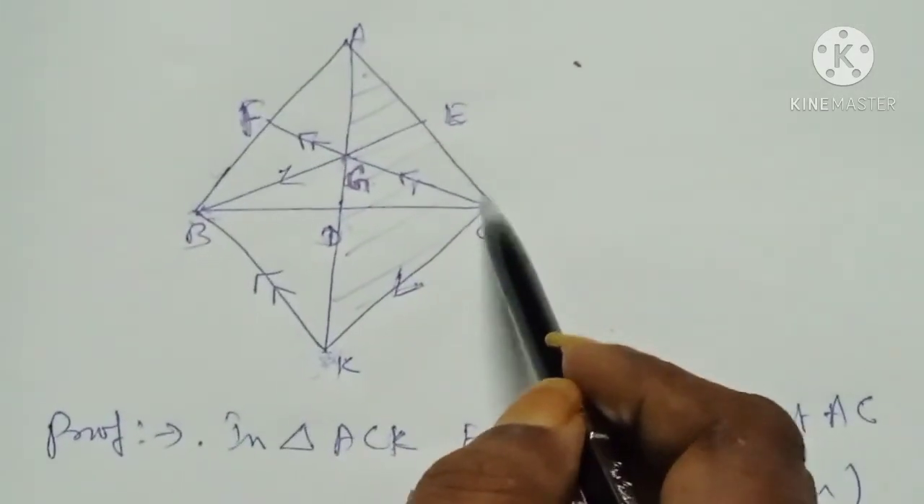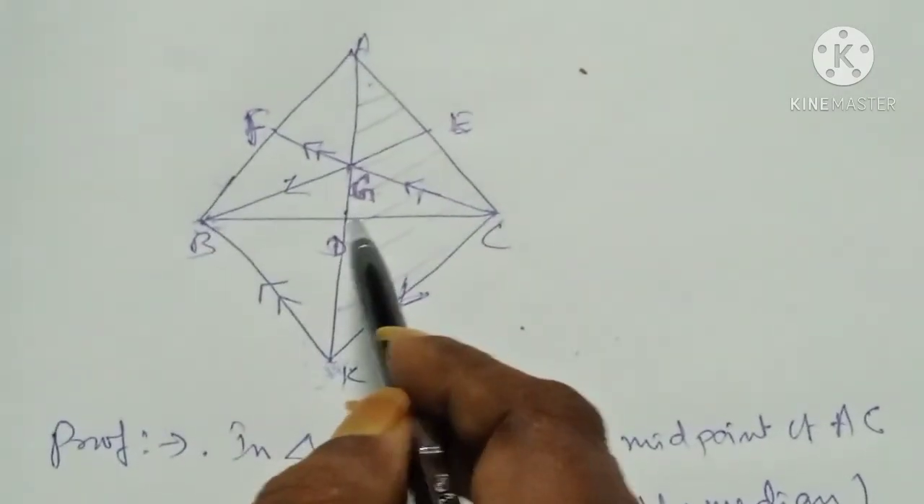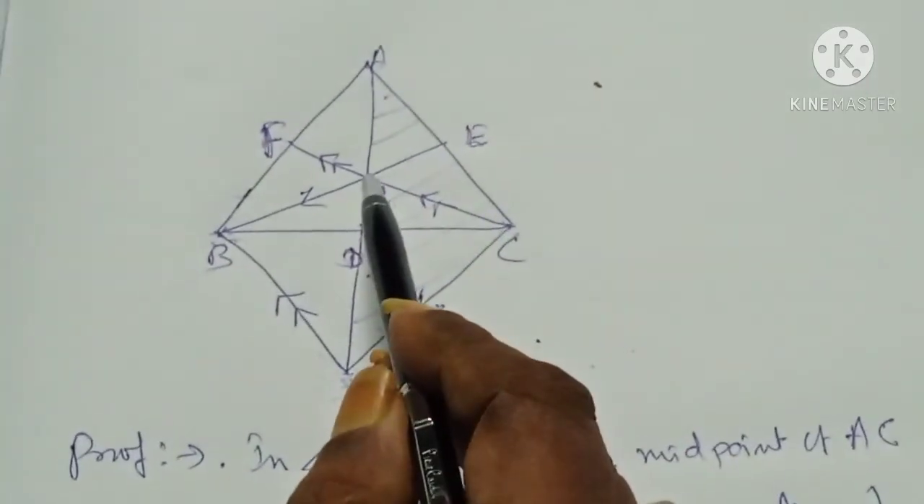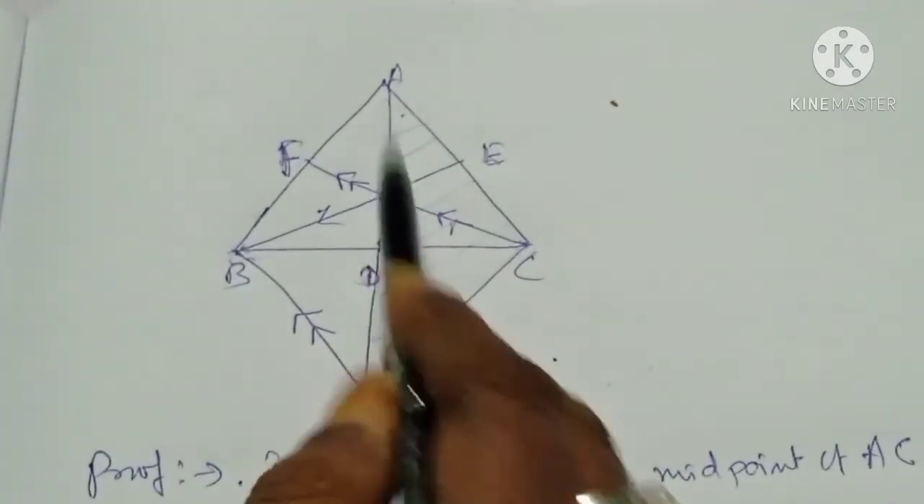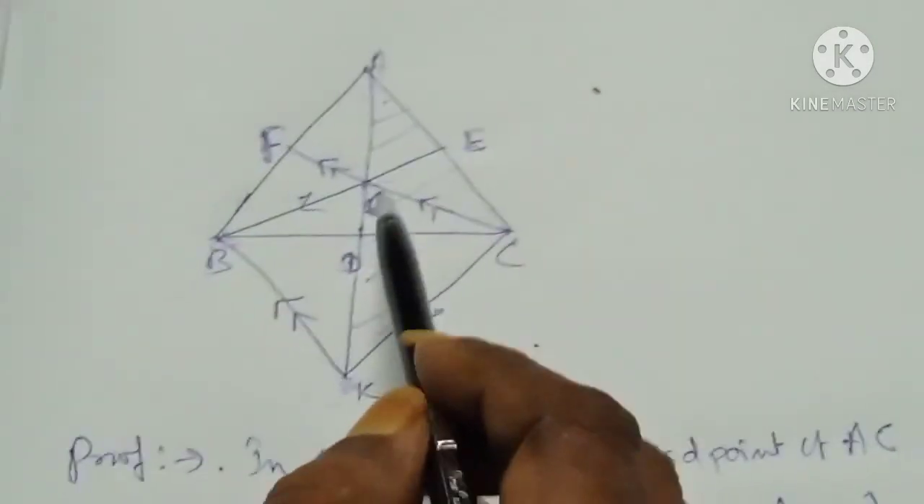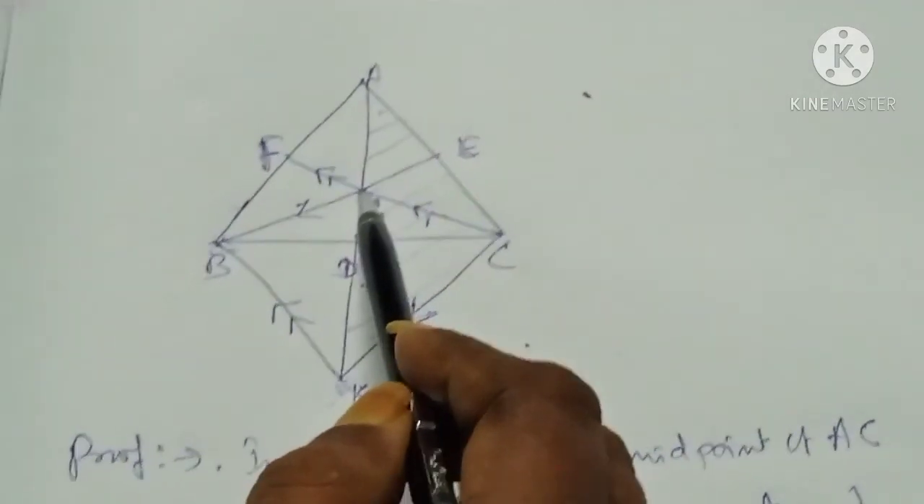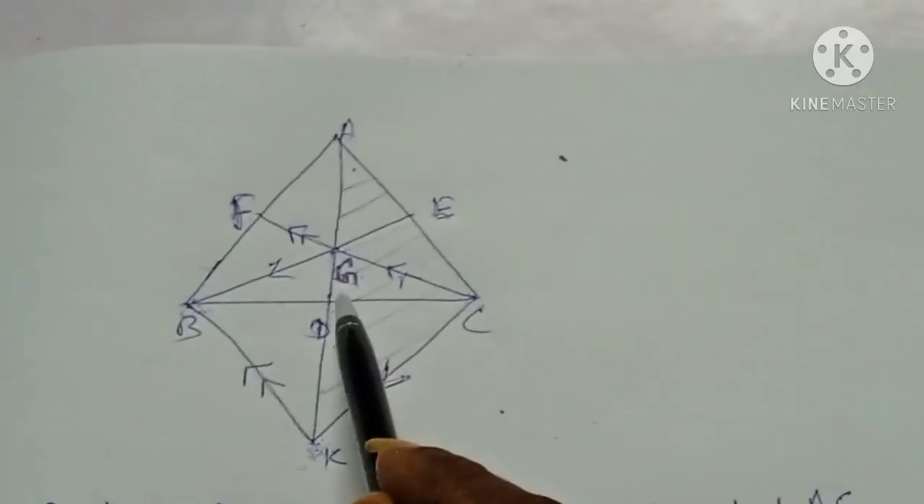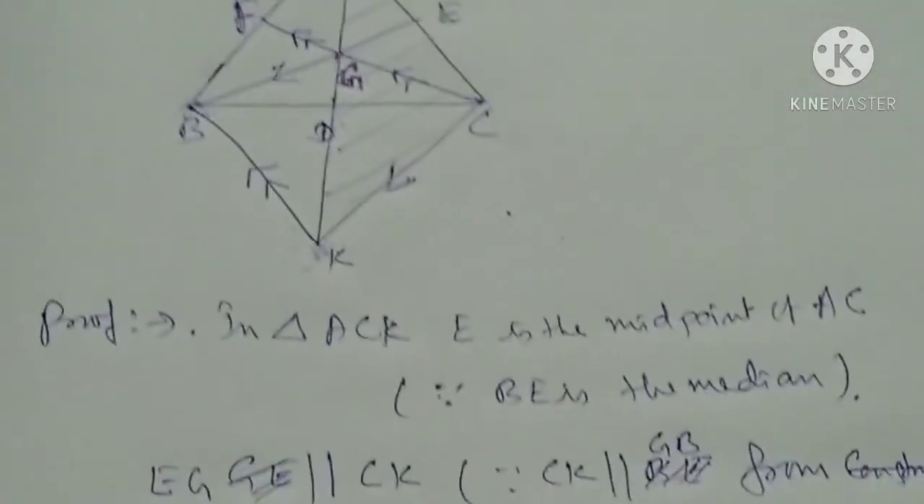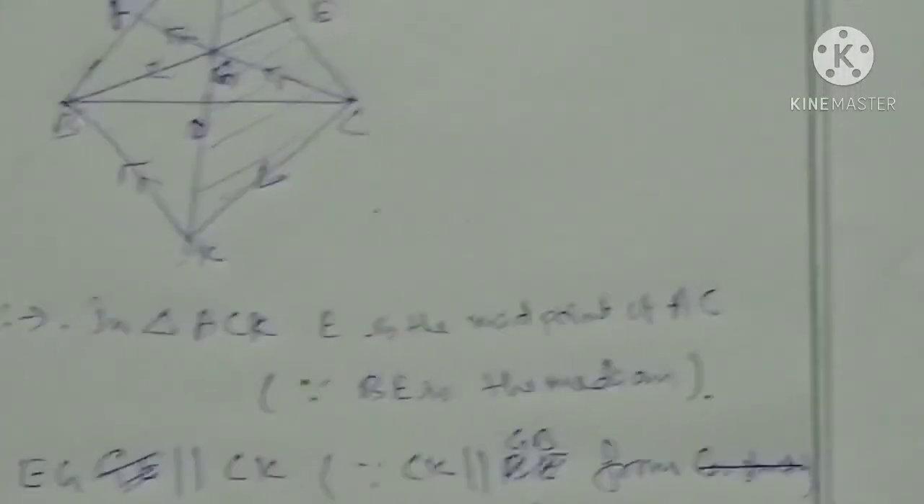GBKC is a parallelogram and therefore BD is equal to DC because diagonals of a parallelogram bisect each other, and therefore AD is the median. And G is called the centroid of the triangle and AG to GD is in the 2:1 ratio. This is the proof.